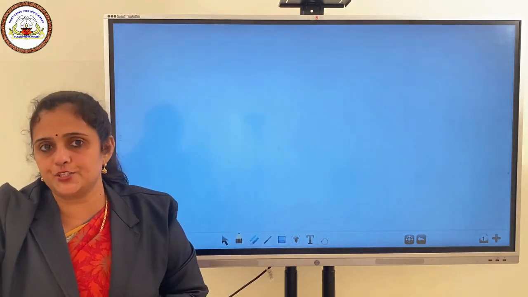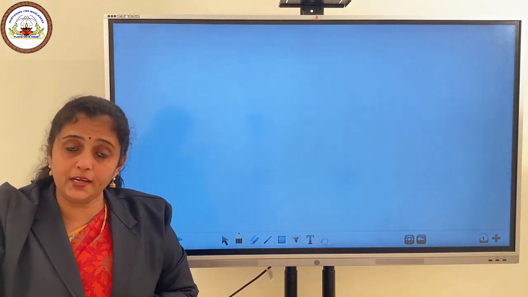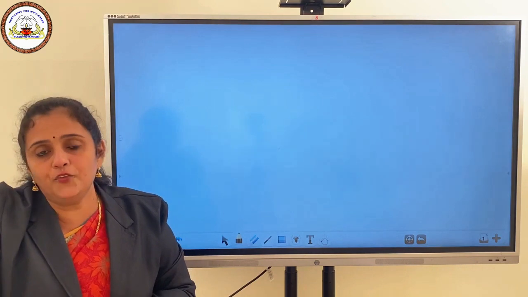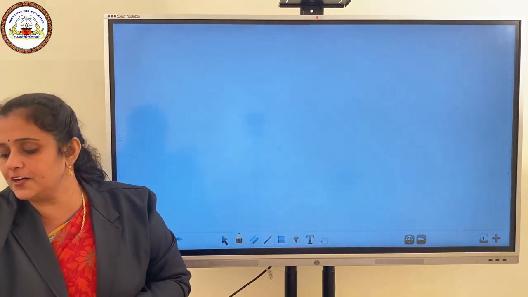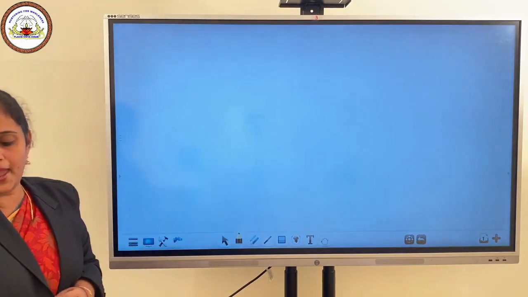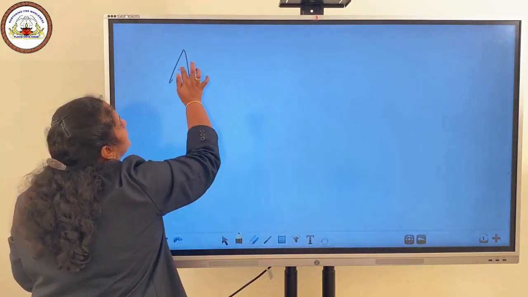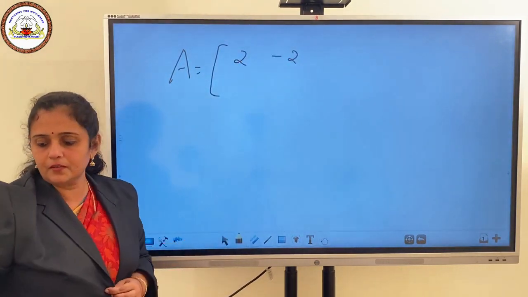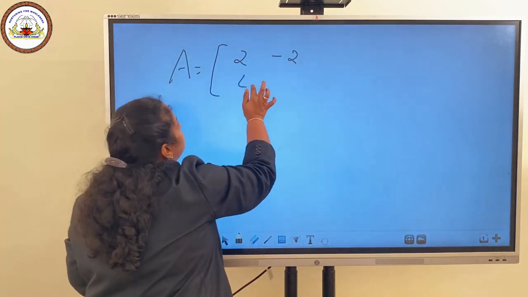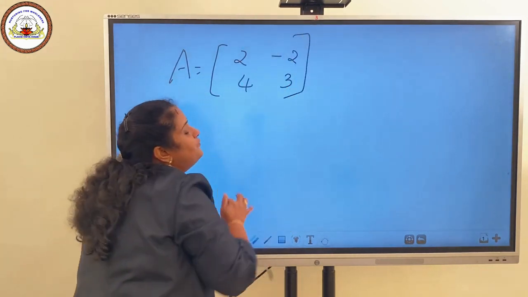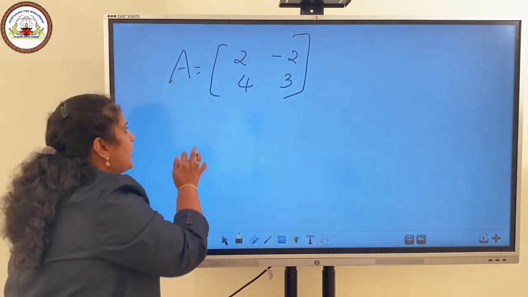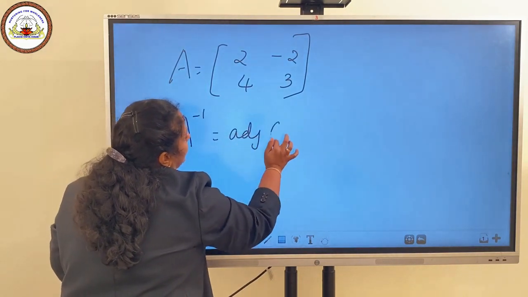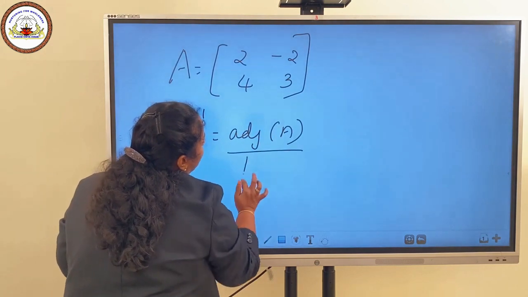Find the inverse of each of the following matrices. We know how to find the inverse: adjoint of A divided by determinant of A. Then you will get the inverse of the matrix. A is equal to 2, minus 2, 4, 3. Find the inverse of matrix A. Then you write the formula: A inverse is equal to adjoint of A divided by determinant of A.